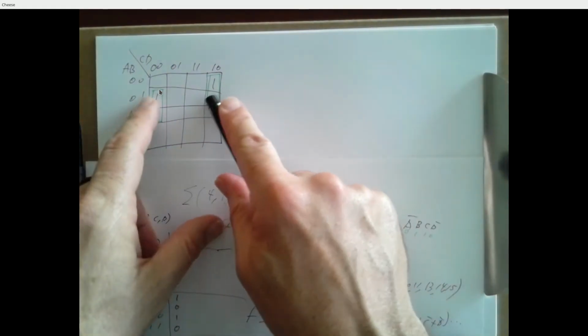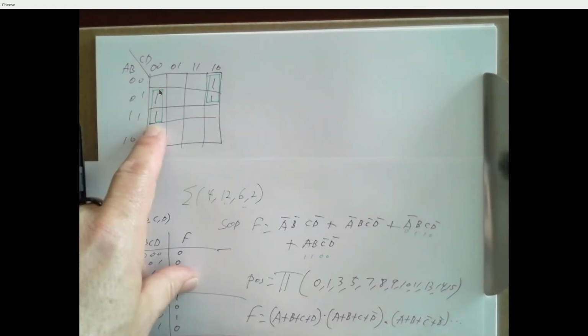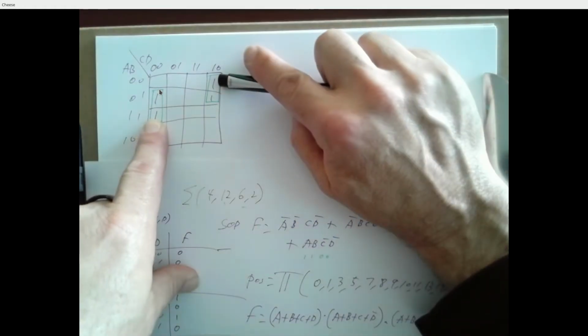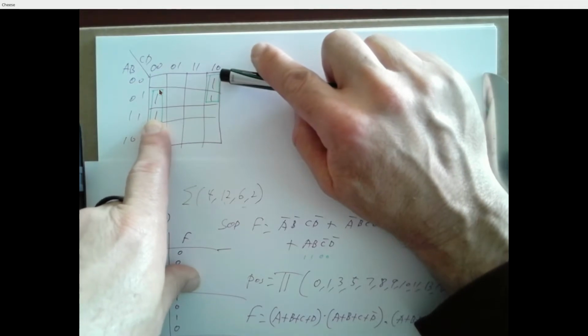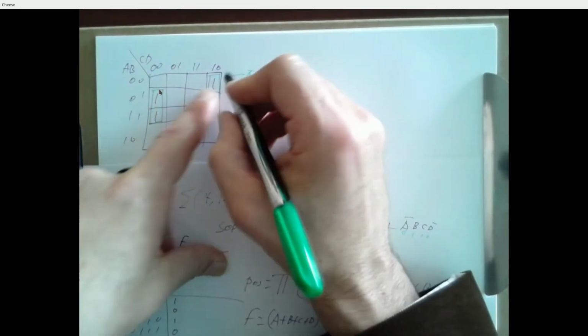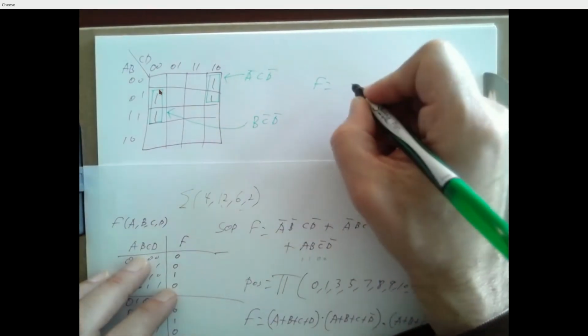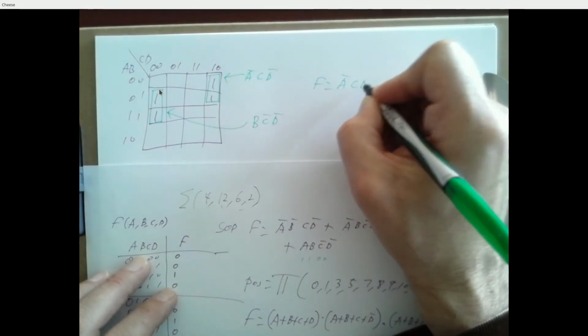I could cover these 2 1s horizontally, but I'd still need to cover this one and this one. That's going to end up being a total of 3 rectangles. So you want as few rectangles as possible, so your optimal cover is just to do those 2 vertical rectangles. And this one looks like A bar, B doesn't matter, C, and D bar. And this one looks like B, C bar, D bar. So F is just the sum of those 2 products.